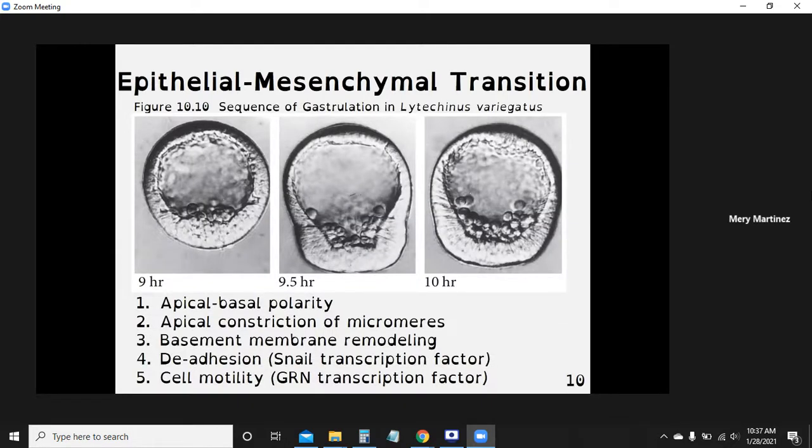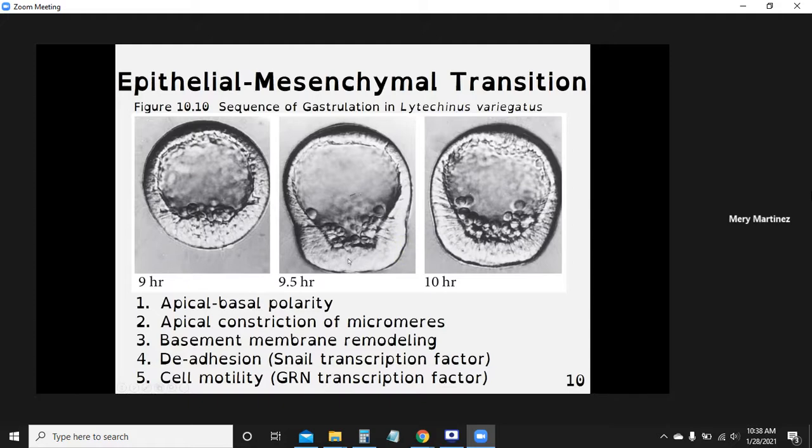So five events are required for the transition, for the ingression of the cells, and those are the ones that we have on the screen. One is the apical-basal polarity. So the vegetal cells of the blastula elongate to form a thickened vegetal plate. This is in here, and in here we see that the plate is more evident, okay?